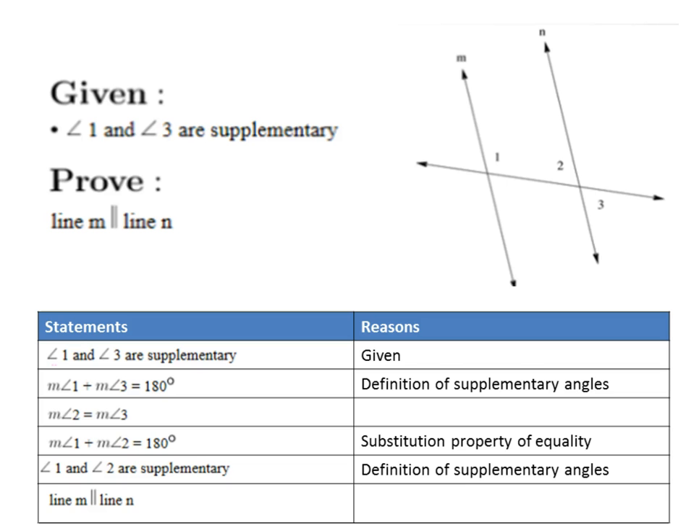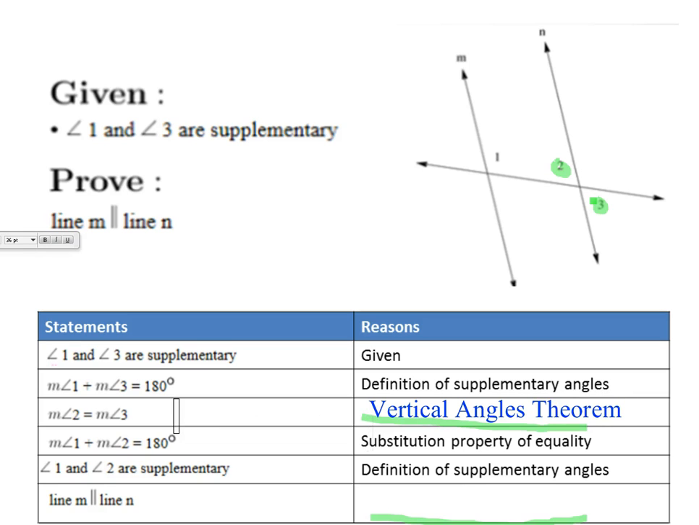So let's go over one more here. If I had this proof and I need to fill out the theorems, let's look and see what we have. It's telling us 1 and 3 are supplementary, so we know that they add up to 180 because that's the definition of supplementary angles. Now it's telling us that angle 2 equals angle 3. So take a look at that. Angle 2 is congruent to angle 3. We know that because they are vertical angles. So this is the vertical angles theorem.